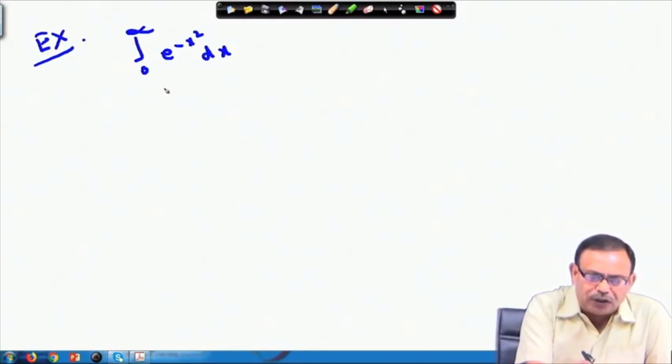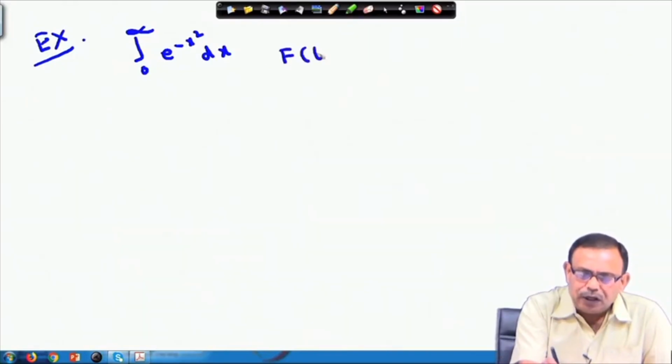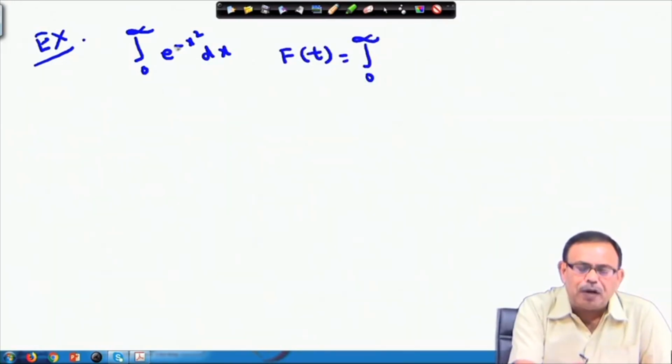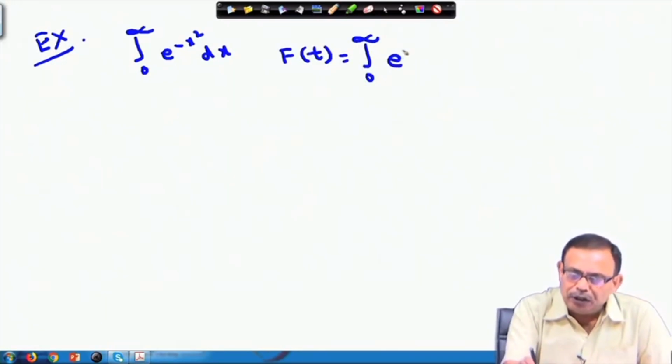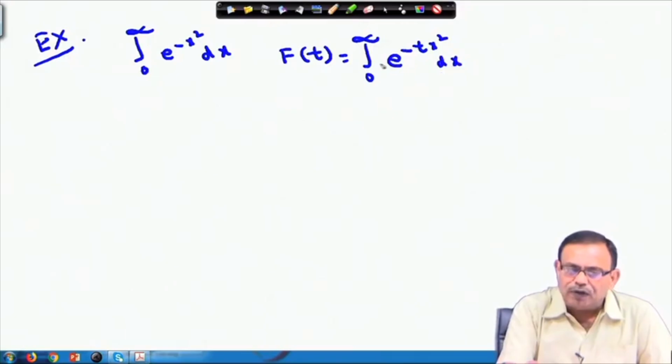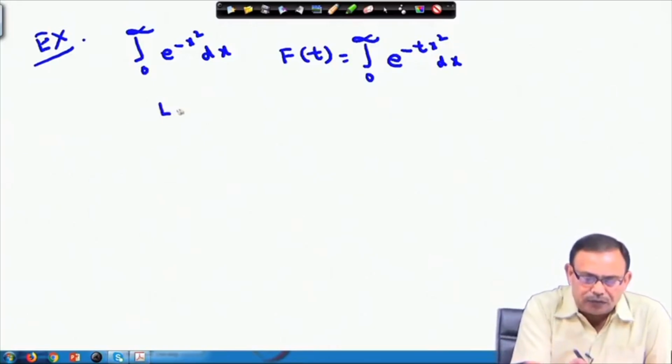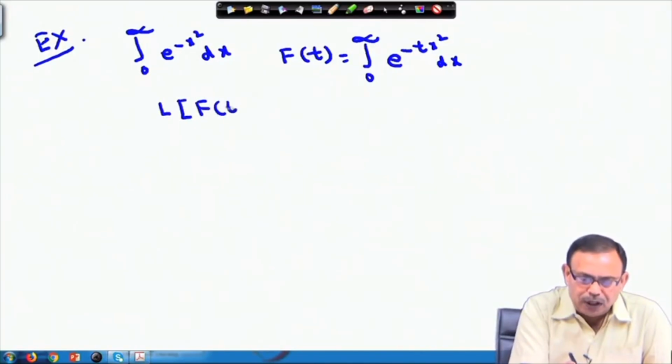I am assuming a new function f(t), equal to the integral from 0 to infinity of e to the power minus t x square dx, which is a function of t. Afterwards, whenever t equals 1, we will obtain the integral from 0 to infinity of e to the power minus x square dx. Now, let us see what is the Laplace transform of f(t).